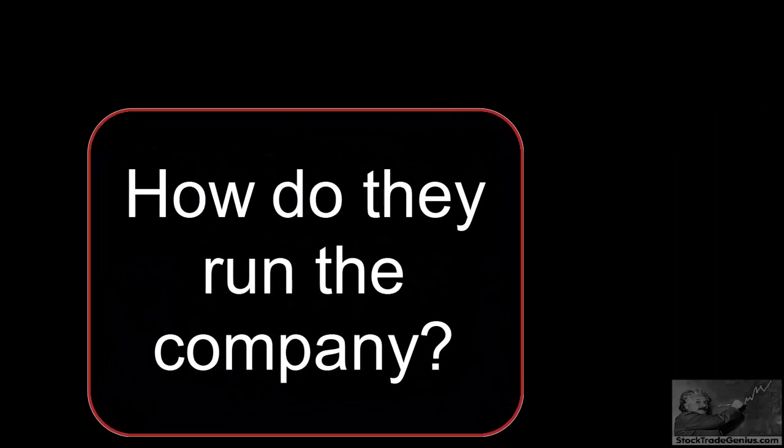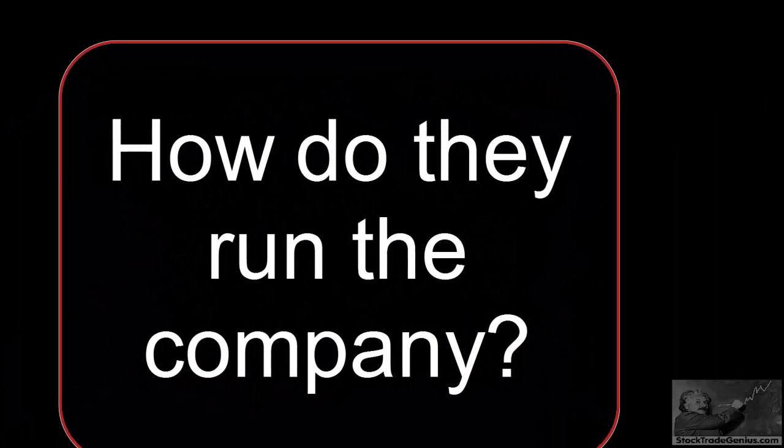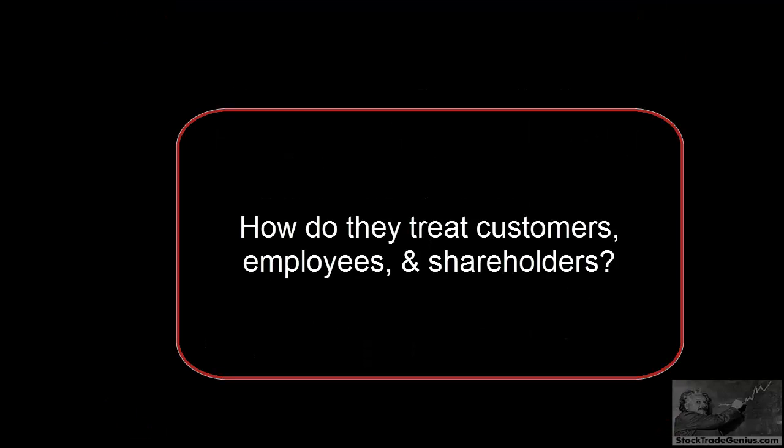What is management? What are the directors like? How do they treat themselves? How do they treat the shareholders? How do they treat the employees? And these are fundamental factors that you kind of have to figure out along the way. And all of these pieces fit together to make a big picture for the company.